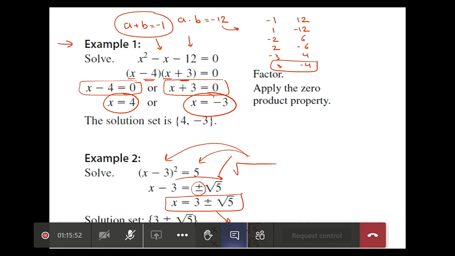Any question? The greater number will take the middle sign. Yes, sure.